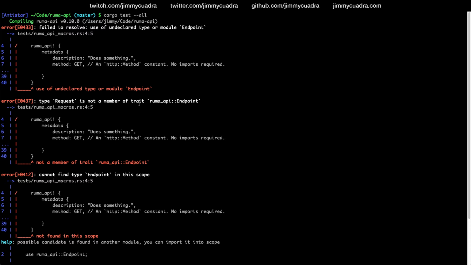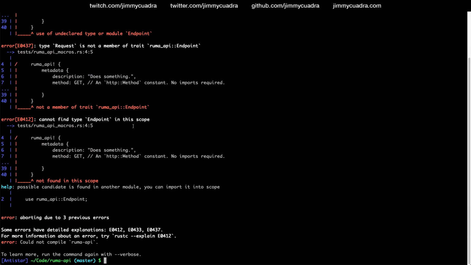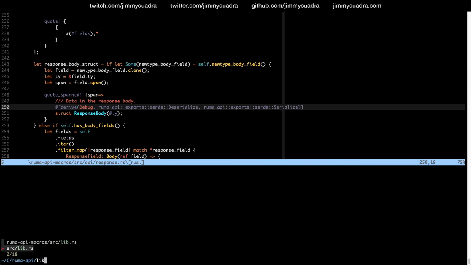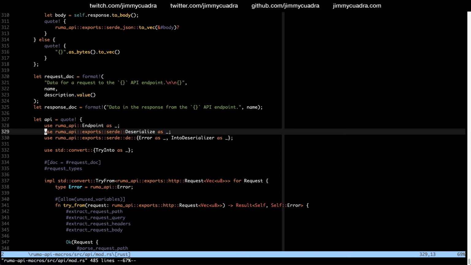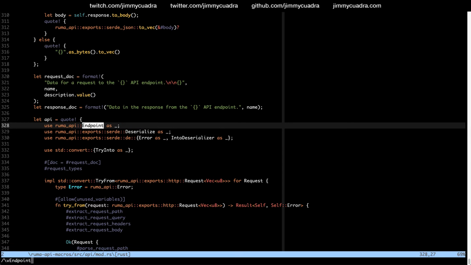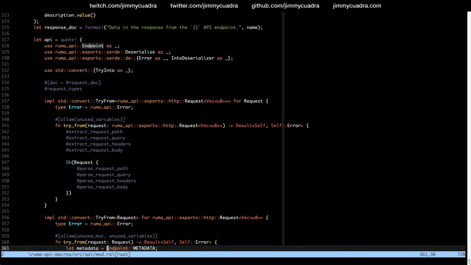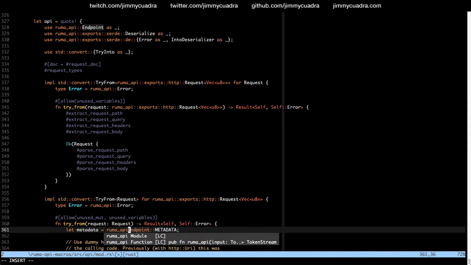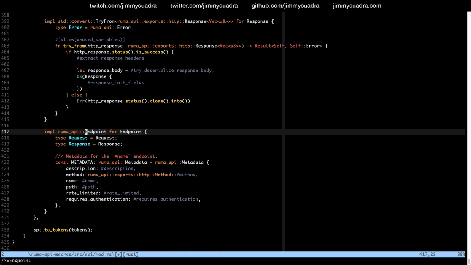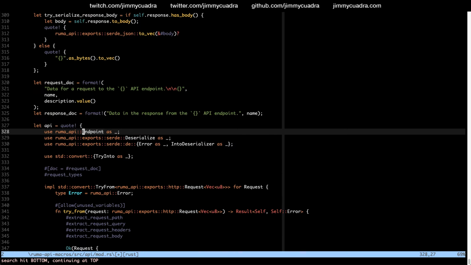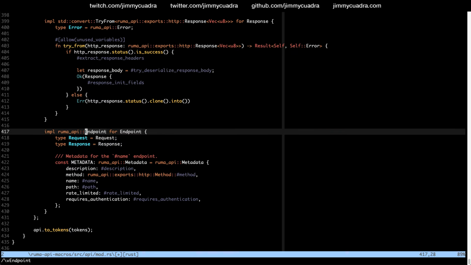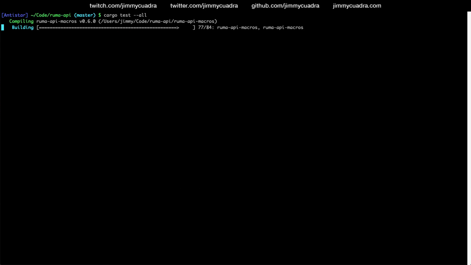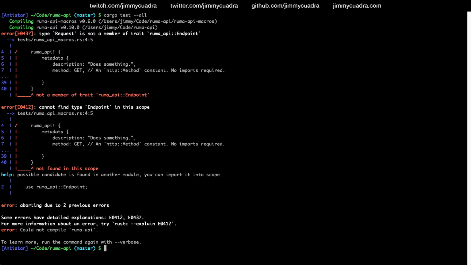Type request is not a member of trait. Cannot find endpoint in this scope. So that sounds like, let's see, mod. Okay, well, I've definitely implemented endpoint. Where else is endpoint used? So here I actually want to do Ruma API endpoint. And is it mentioned anywhere else? Yeah. Okay, and then the other thing we want to do, so that should fix one of these errors. Yep, that got rid of two of them.